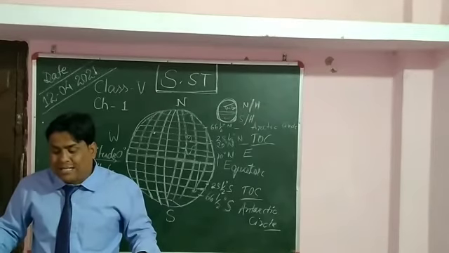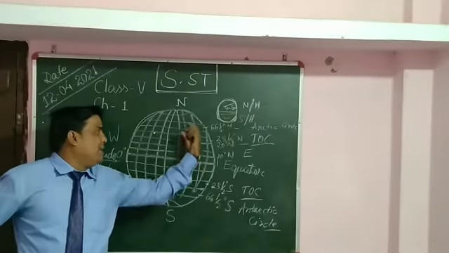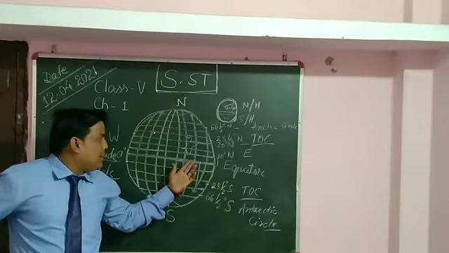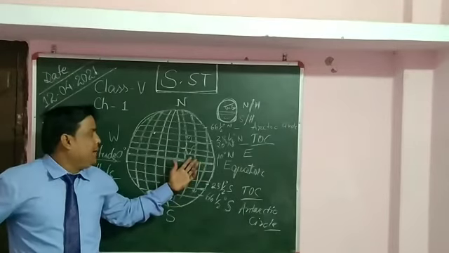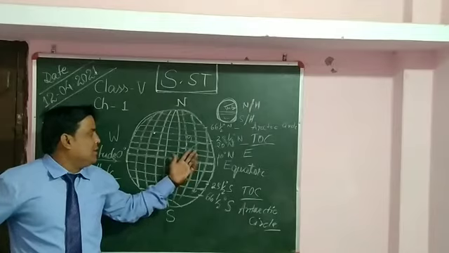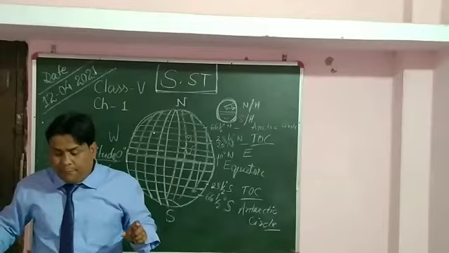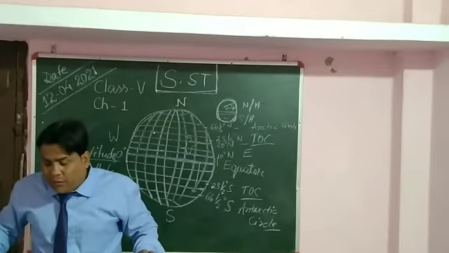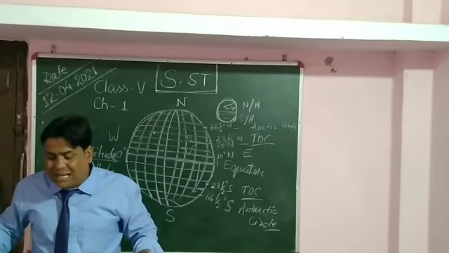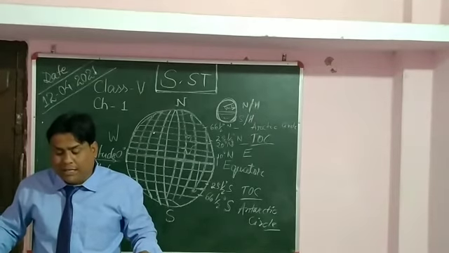The parallels are at an equal distance from one another. It means all the lines are at an equal distance. From the equator, if you are going up, this is 10 degrees, 20 degrees, 30 degrees. It means it cannot be written as 25 degrees. All the imaginary lines are at an equal distance from each other. Next point, they form complete circles which increase in size as they move away from the equator, and the North Pole and South Pole are just points.